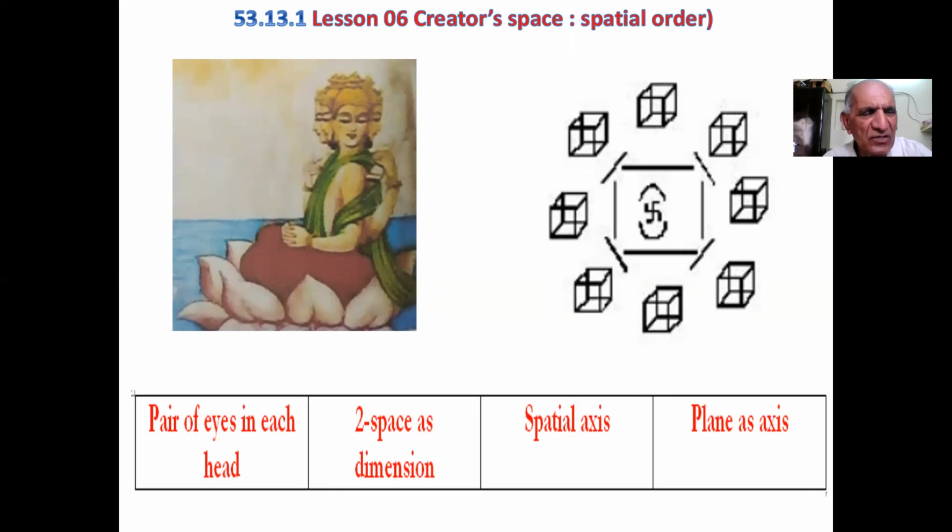Therefore, sadhakas fulfilled with intensity efforts to be parallel with the mathematical features of creator's space shall first of all focus upon the spatial nature of dimension of the creator's space. Here plane is axis. Spatial axis would mean plane in the role of axis. Plane in the role of axis means two space as dimension, and this is parallel with pair of eyes in each head of the creator's space.